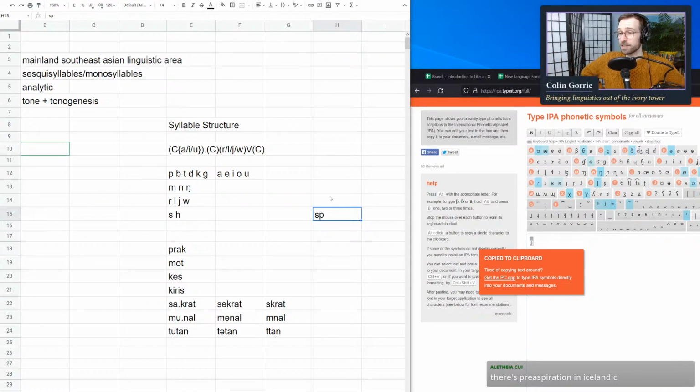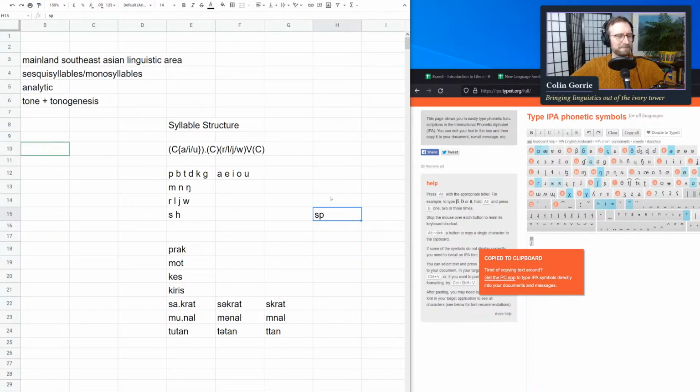There's pre-aspiration in Icelandic, and there's also pre-aspiration in Scottish Gaelic as well, which is kind of interesting because there might be some kind of mini linguistic area going on there. Although that just came out of an earlier Fortis Lenis contrast in the Goidelic languages, because in Irish you don't get that. You just have aspirated, unaspirated. Yeah, interesting. Sorry, I went off on my own little tangent there.